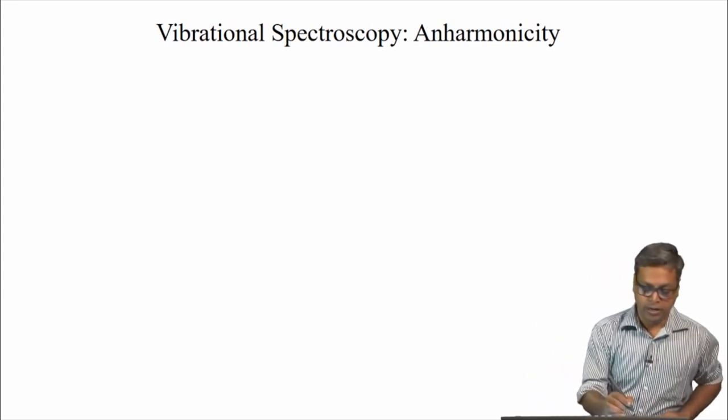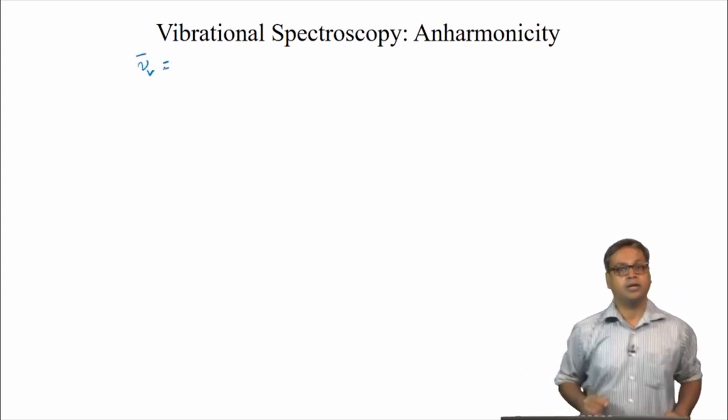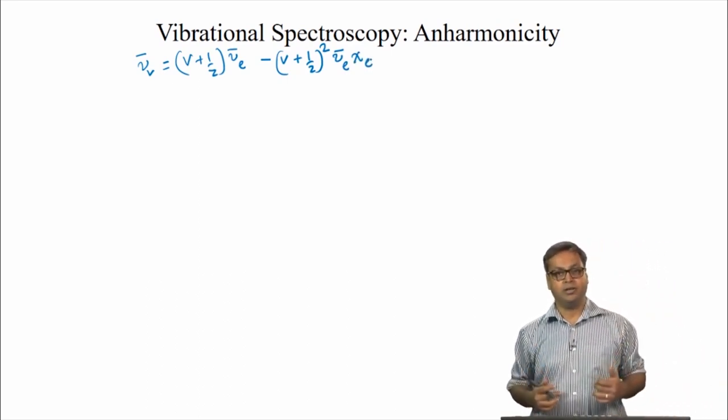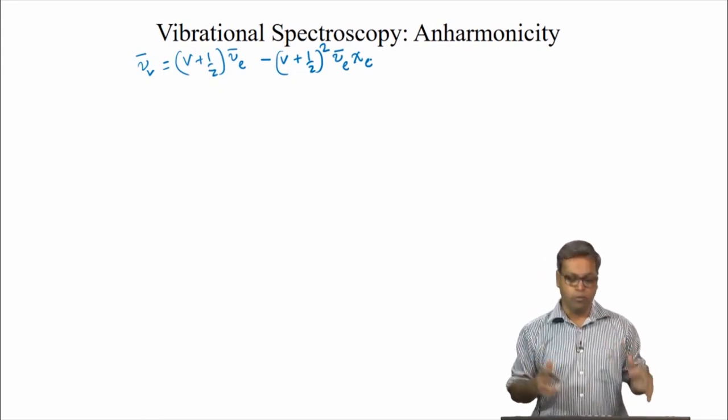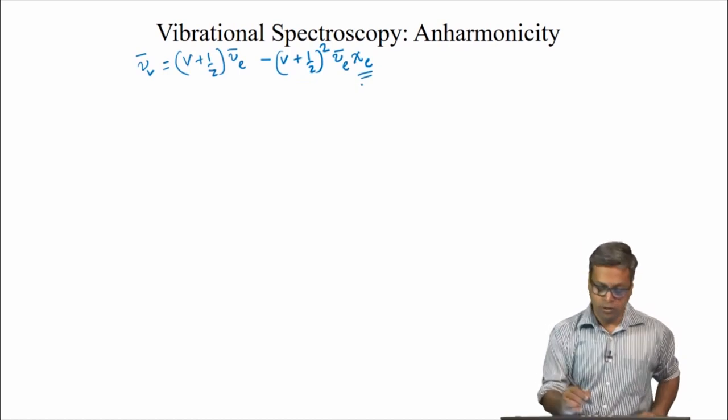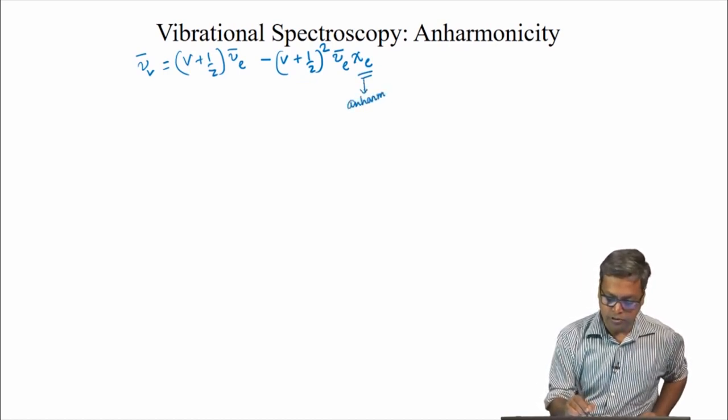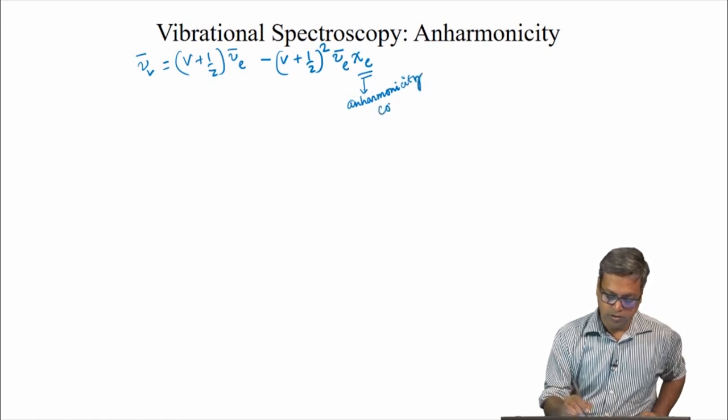The solution to the Schrodinger equation reveals that the vibrational levels are quantized. So, the solution can be written as nu bar v equals (v plus half) nu bar e minus (v plus half) whole squared nu bar e chi e. So, the solution is very similar to the one we had before, and this chi e is known as the anharmonicity constant.